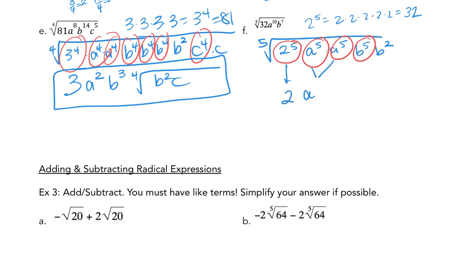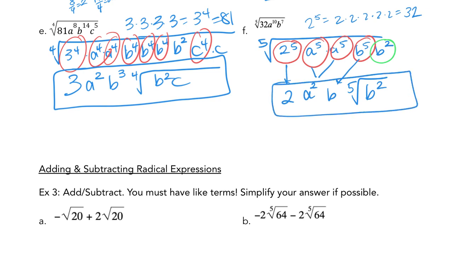Not 2, like I'm going to write it as A times A or A squared. And then I have a B that's going to come out. And the only thing that's left over underneath there is that B squared. And we're done. Okay, so you get a chance to practice that.